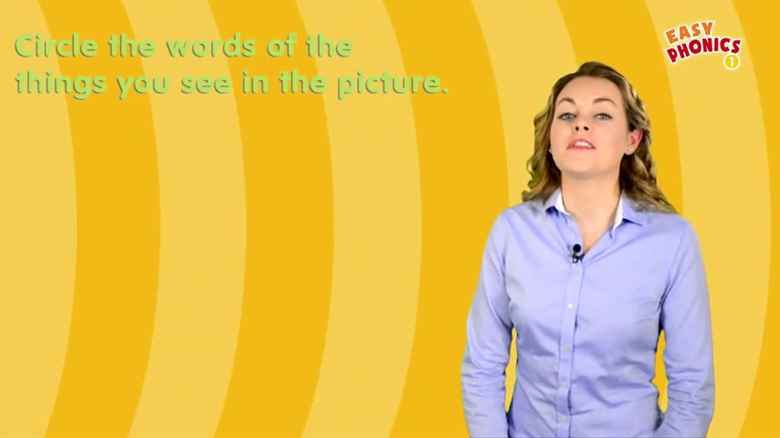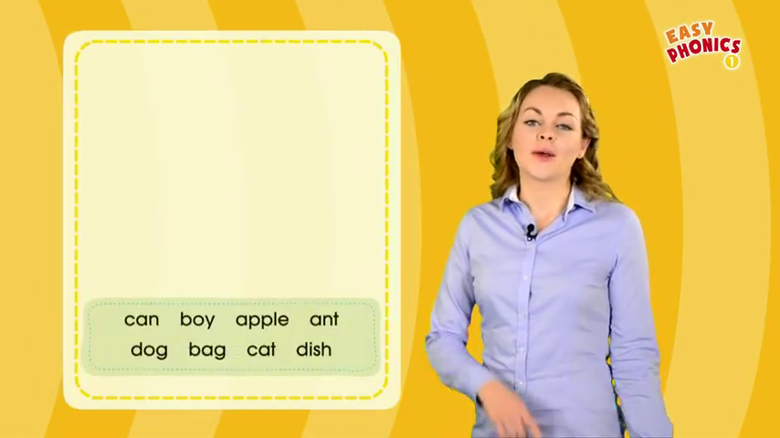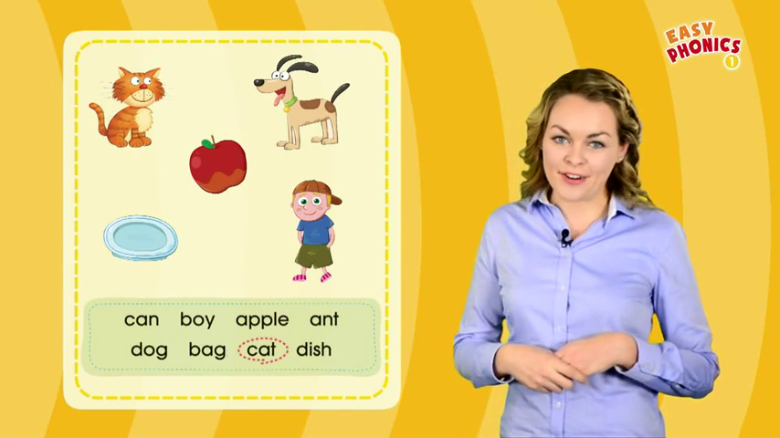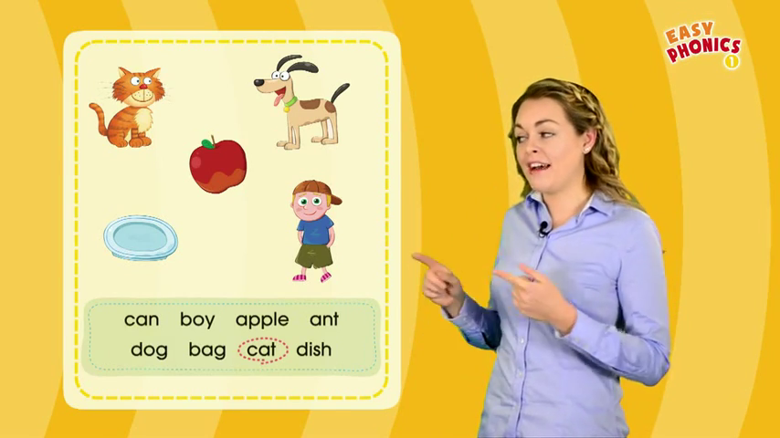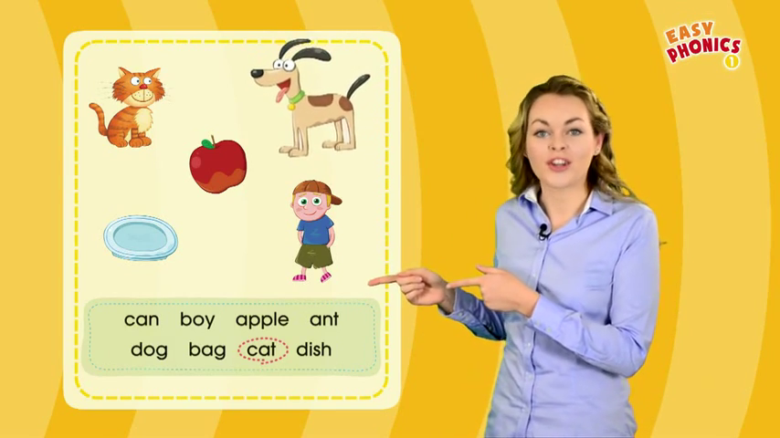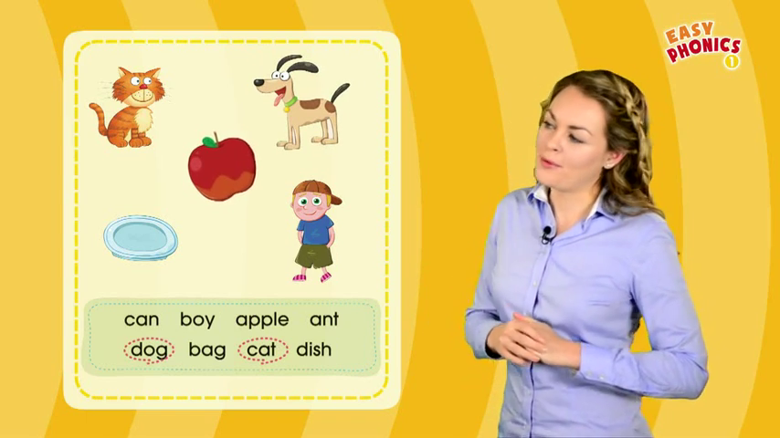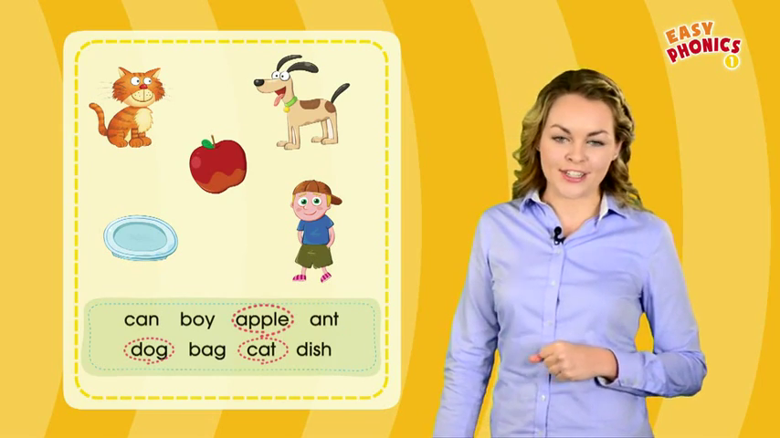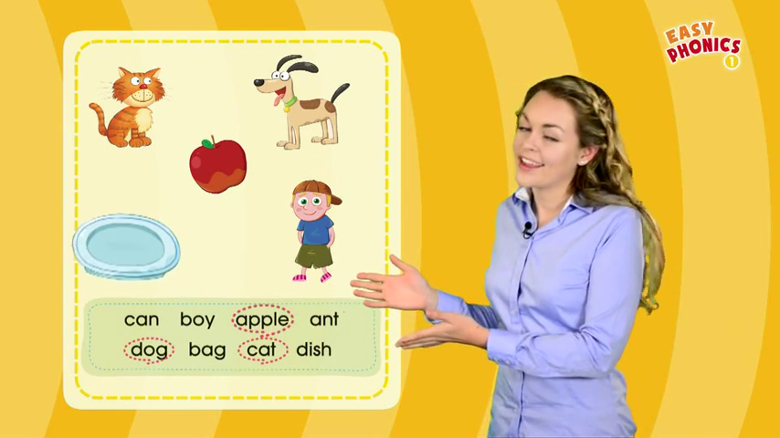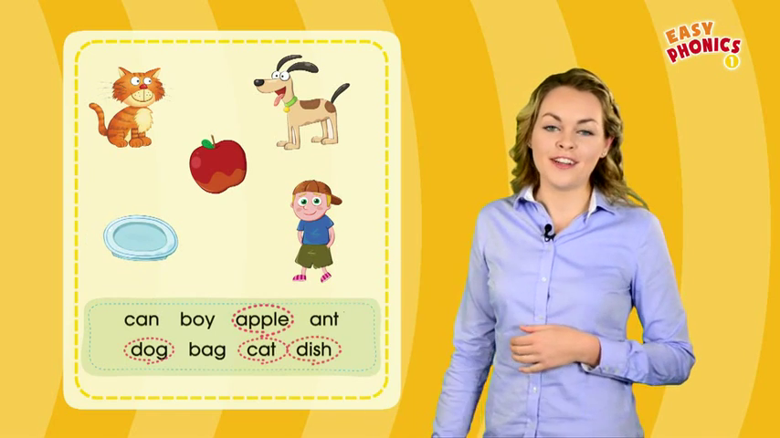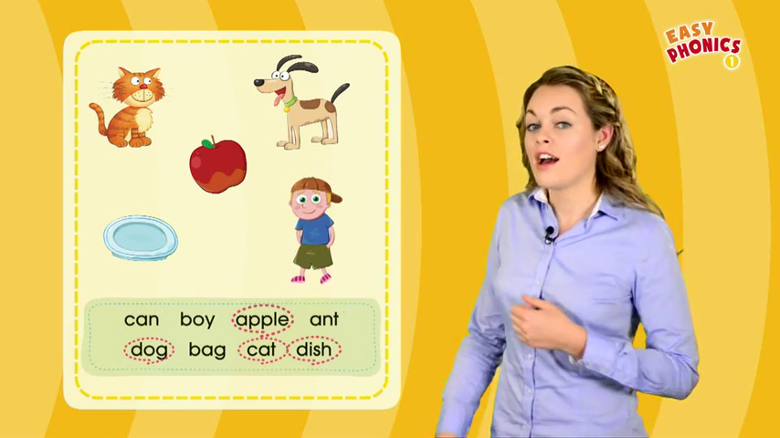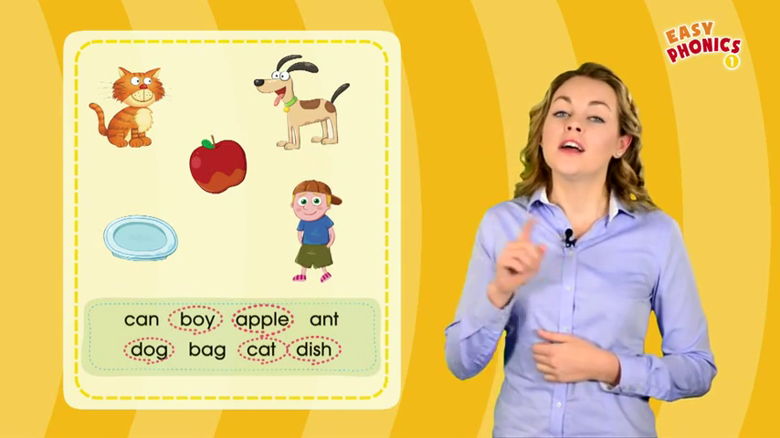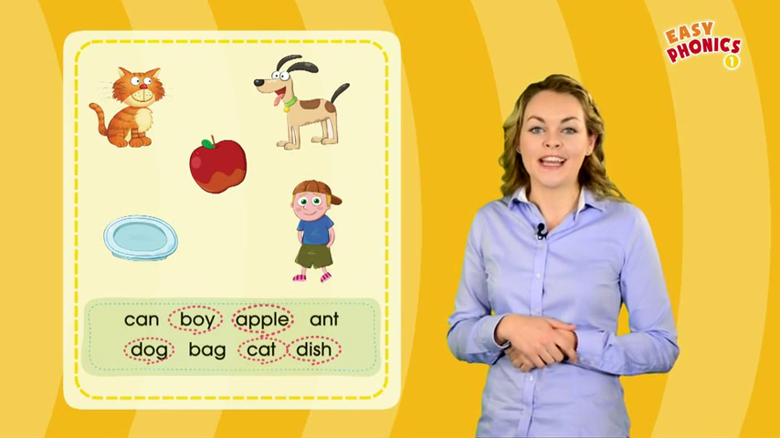Circle the words of the things you see in the picture. What is this? Do you remember? Yes, it's a cat. Very good. Okay. And next we have a dog. Good. Okay. Do you remember what this picture is? Yes, it's an apple. Very good. Okay. And next it's a dish. Very good. And last we have a boy. Okay. Now go ahead and circle all the words of the pictures you see in the story.